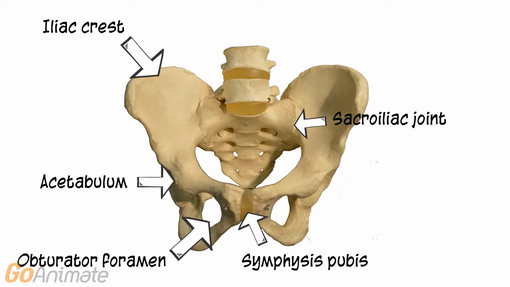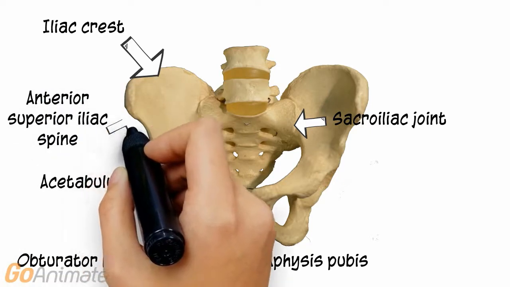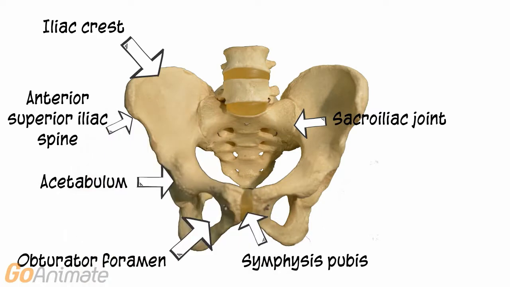This space between the ischium and pubis is called the obturator foramen. The symphysis pubis is a fibrocartilage disc that connects the right and left pubic bones. The connection between the sacrum and ilium is called the sacroiliac joint. Additional landmarks include the anterior superior iliac spine, which is located at the anterior margin of the iliac crest.